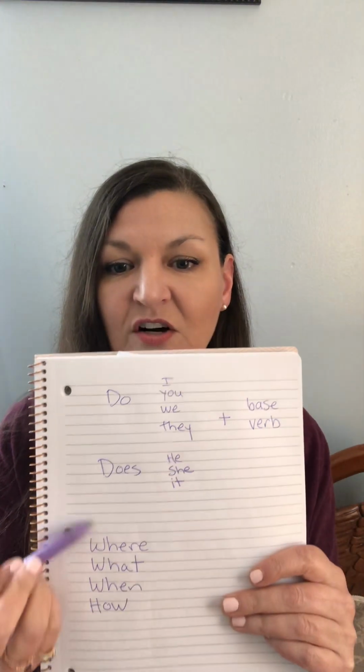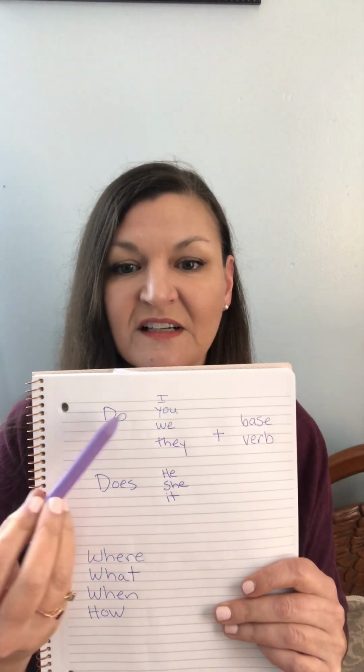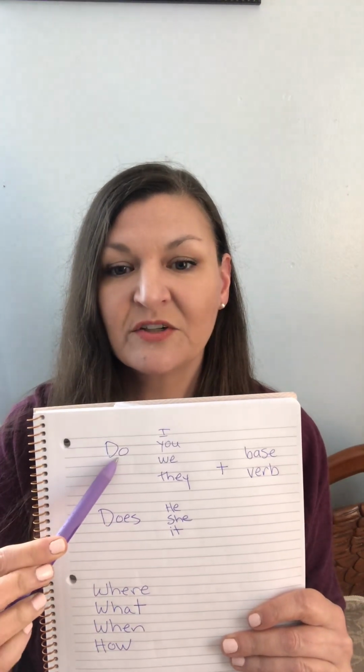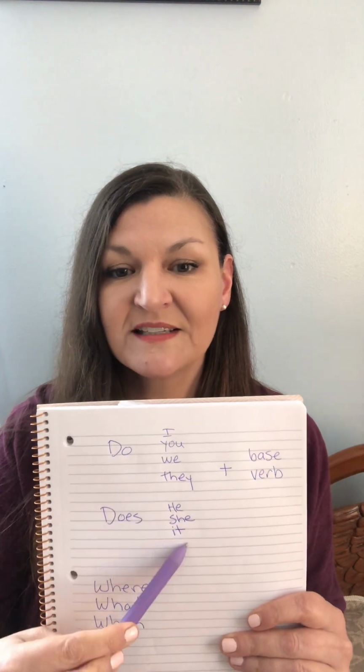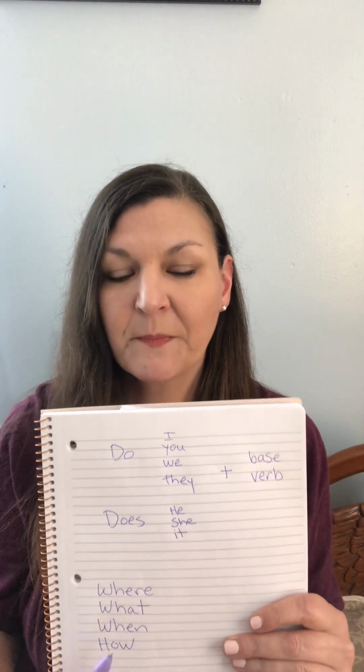And the second type of question is an open-ended question. These questions will start with question words like what, where, when, how many, how often, who. And then you follow the same pattern. You simply start with your question word, your auxiliary verb based on what your subject is, your subject, and then your base form. We'll go through some examples here.